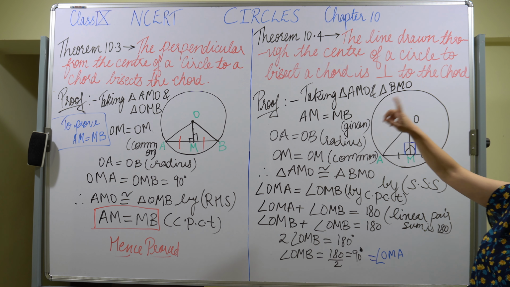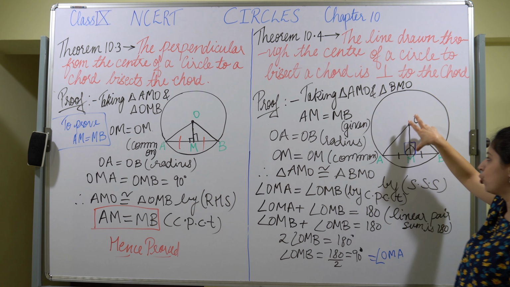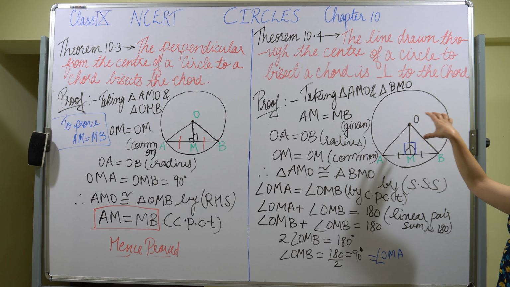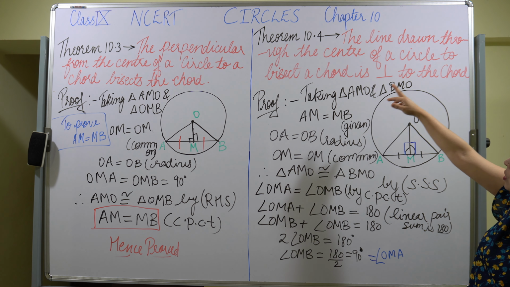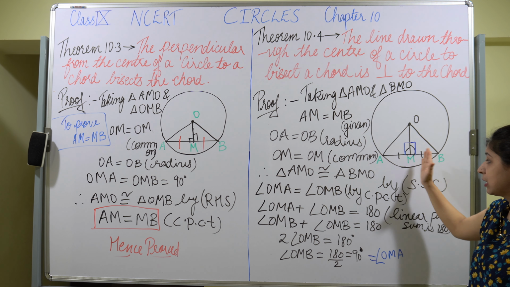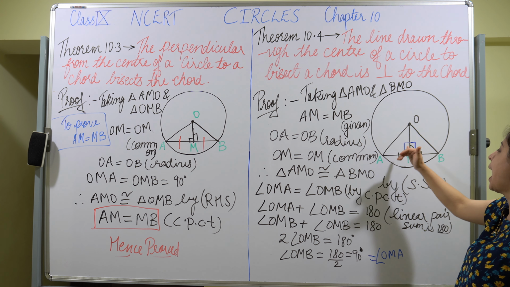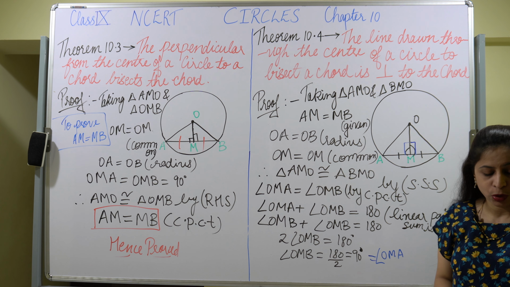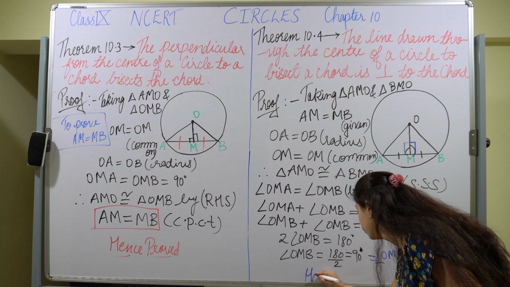The line drawn through the center of the circle to bisect the chord. So the line drawn through the center of the circle is OM, and it is already bisecting the chord, and is now surely perpendicular because it is making an angle of 90 degrees over here. Okay, so my theorem is proved, hence proved.